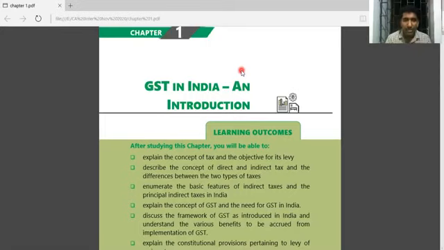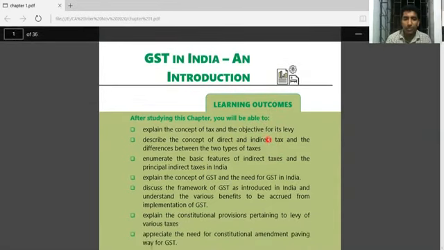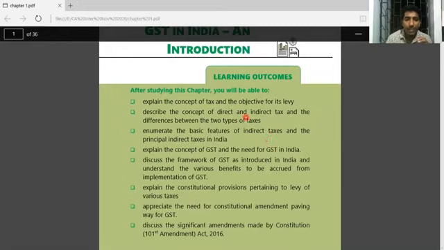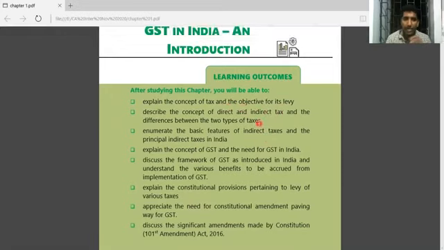So in Chapter 1, GST in India, an introduction, what will we be learning? Explain the concept of tax and the objective for its levy. Then describe the concept of direct and indirect tax and the difference between both. Then what are the features of indirect tax? Then what is the concept of GST? Then how GST is framed in India and what are the benefits received from GST?